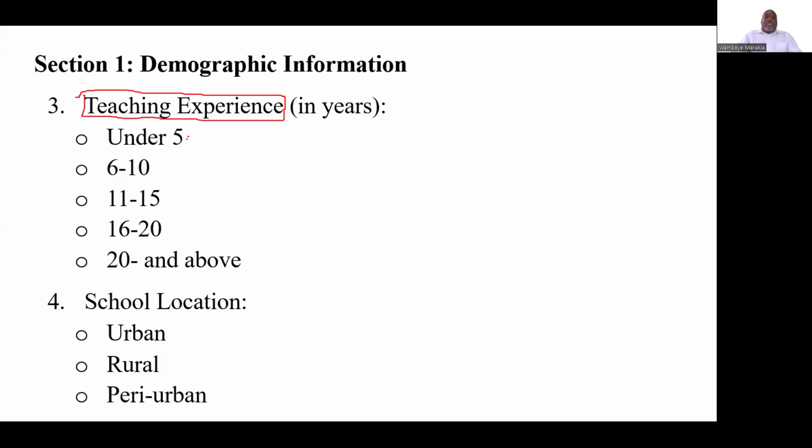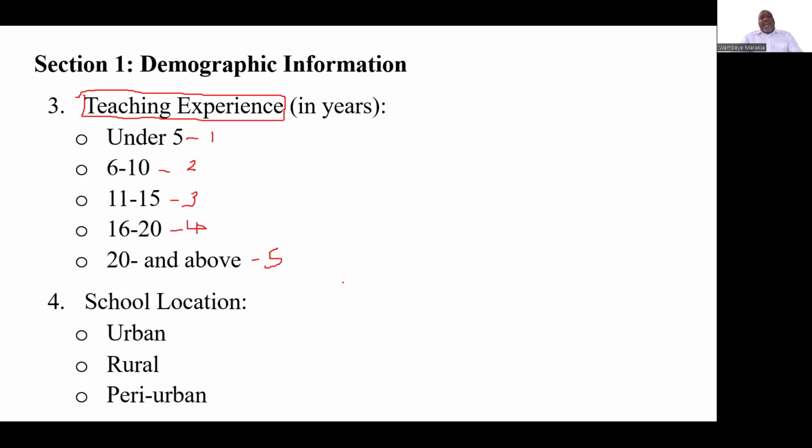We are going to code those under 5 as 1, those 6 to 10 as 2, those 11 to 15 as 3, those 16 to 20 we give 4, and those above 20 we give 5. These numerals we are using, 1, 2, 3, 4, 5, are just used for labeling.